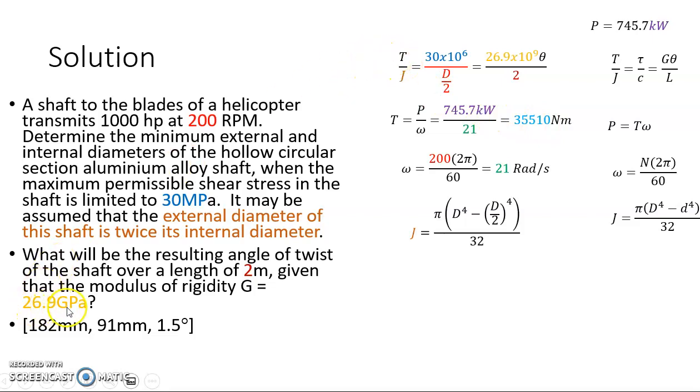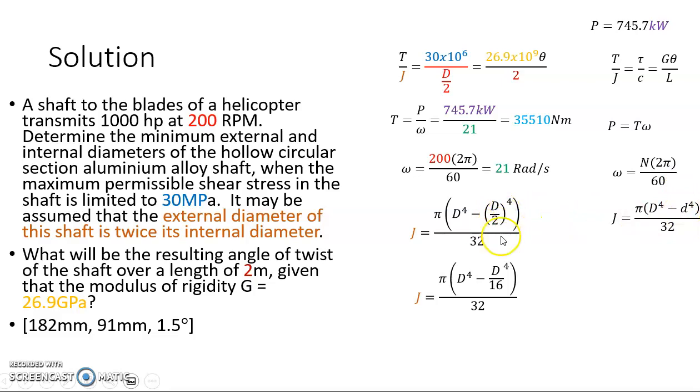We're told that the modulus of rigidity is 26.9 gigapascals, the length of the shaft was 2 meters, and that the shear stress is 30 megapascals. Right, the diameter of the shaft is D, and the inside diameter, we're told, is half. So the external diameter of the shaft is twice its internal diameter. That's another way of saying that the internal diameter is half the outside. So that's D over 2 is the internal diameter.